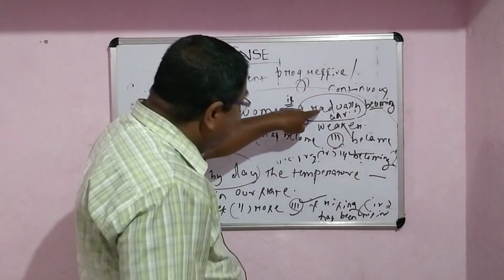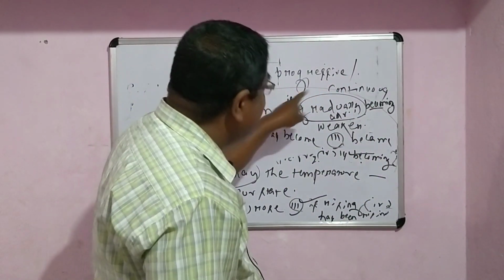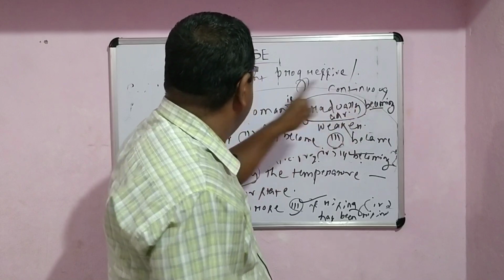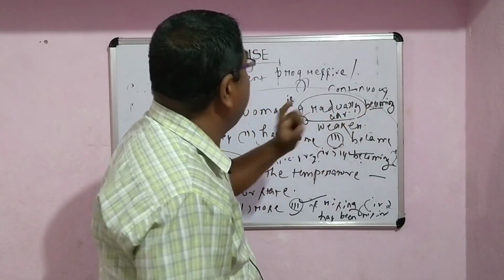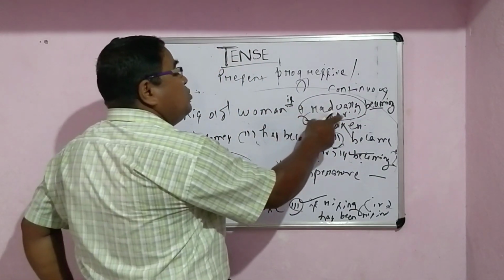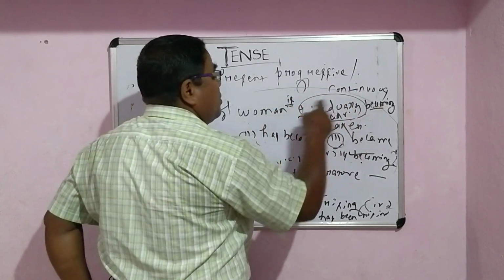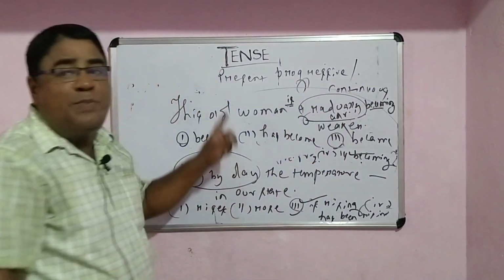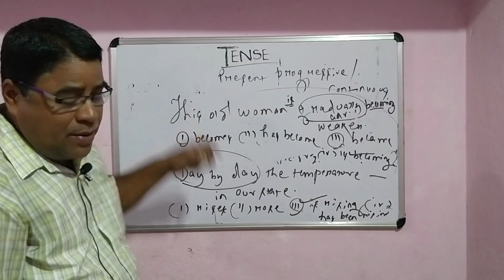So remember, this gradually here makes the tense present progressive. This old woman is gradually becoming weaker. That means for the use of gradually, we have the present progressive as is becoming. So you specially remember these types of adverbs.